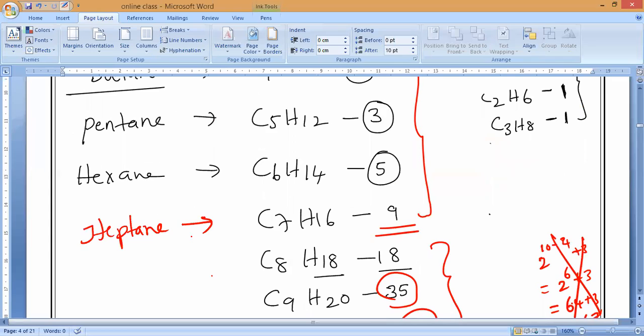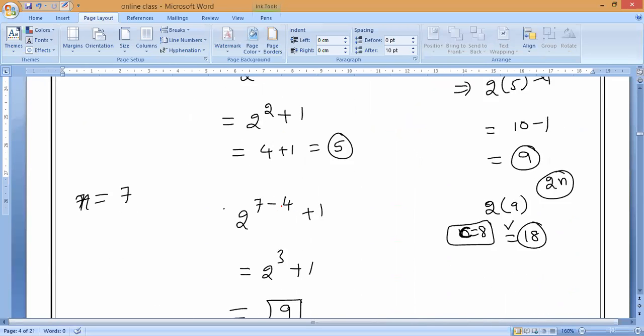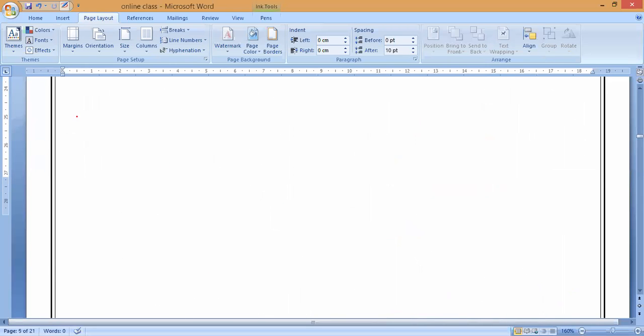So now, shall we draw the first one? Structures of the first one, guys. Any doubt? Shall we proceed? Yes, sir. Now n is equal to 4. How many isomers, Harini? N is equal to 4, number of isomers are how many? Number of isomers are 2, sir.